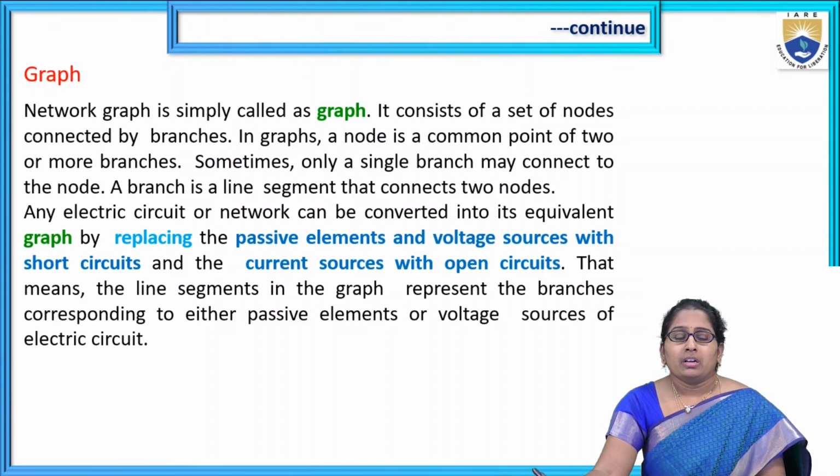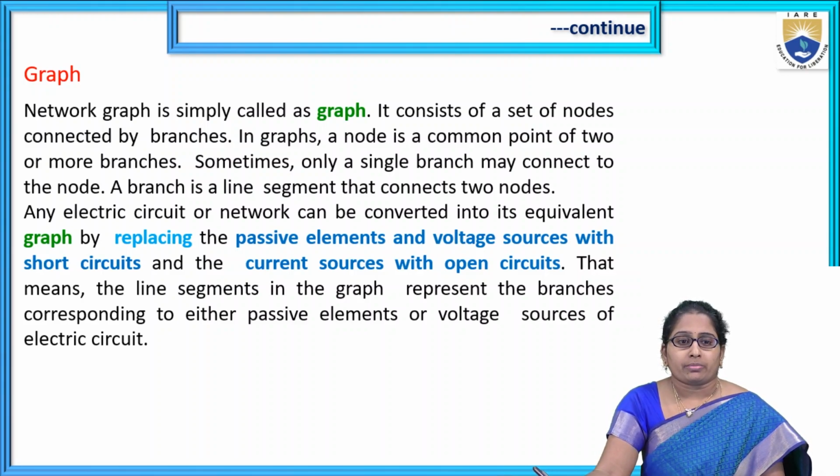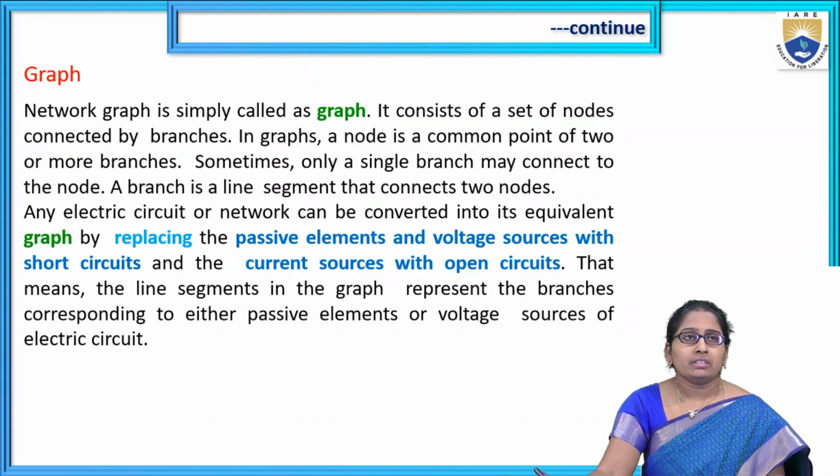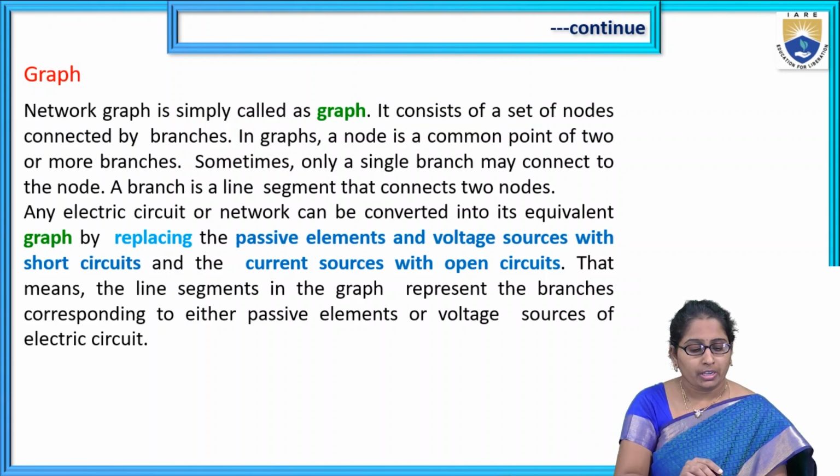Now, how to get the graph for a given electrical circuit? How to get its equivalent network graph? Any electric circuit or network can be converted into its equivalent graph by replacing passive elements and voltage sources with short circuits and current sources with open circuits. That is the point.